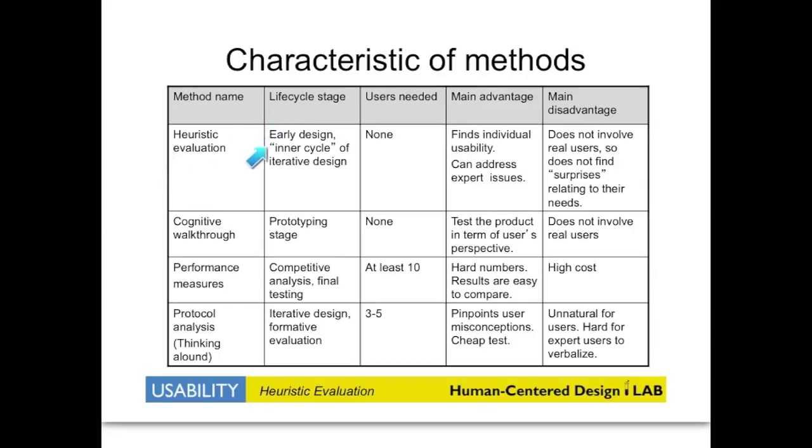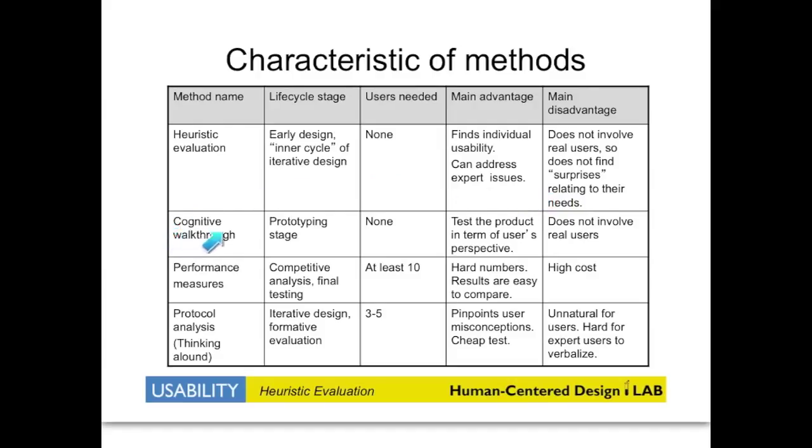This one is used in the early design, at the beginning of the interactive design cycle, and the user needs are none because you use experts. The main advantage is to find individual usability problems by using experts, because the expert will address the problem. The main disadvantage is that it does not involve real users, so maybe you cannot find some surprising problems.